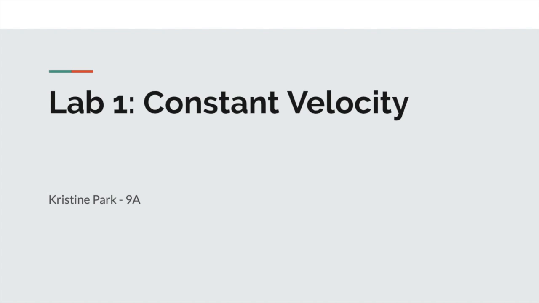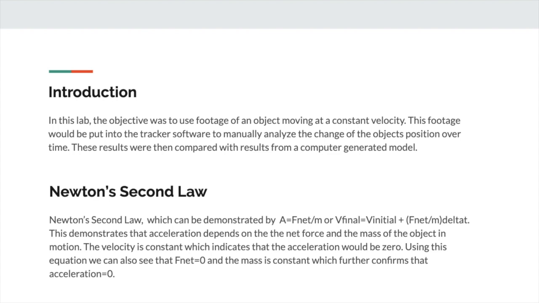So just to give a brief introduction of what the objective of this lab was, in this lab I used footage of an object moving at a constant velocity and put this footage into the Tracker software to manually analyze the change of the object's position over time. I then used some key findings in this experiment to create a computer-generated model with predictive data.